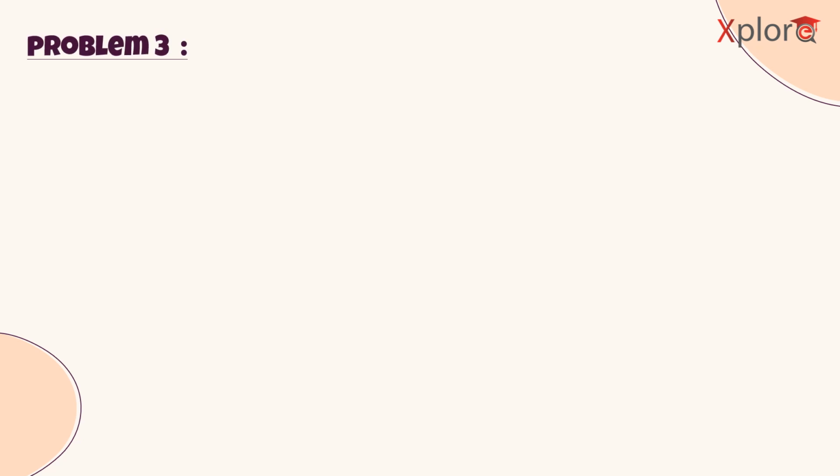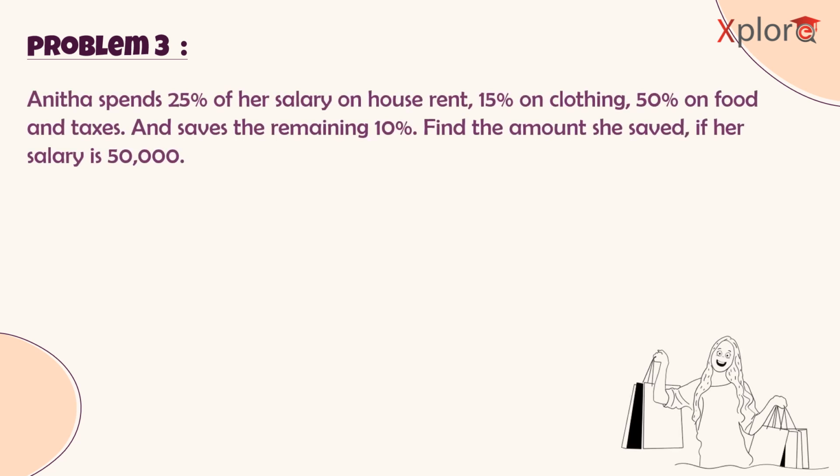Let's solve another problem which involves income, expenditure and savings. So the given question is, Anita spends 25% of her salary on house rent, 15% on clothing, 50% on food and taxes, and saves the remaining 10%. Now, find the amount she saved if her salary is 50,000.